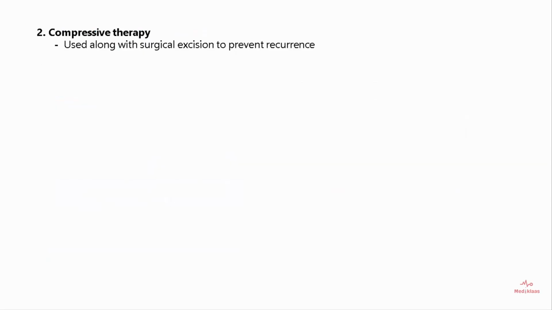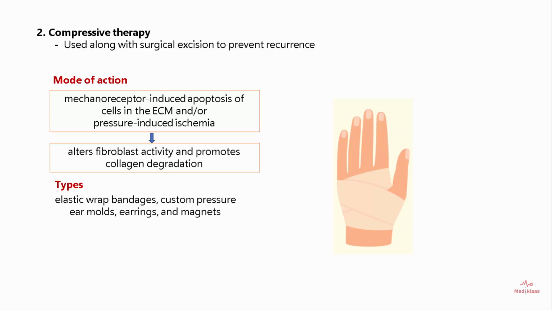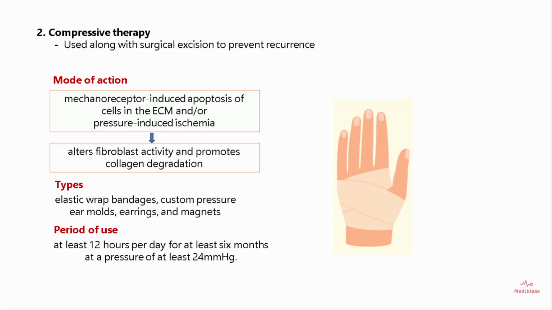Compressive therapy is used along with surgical excision to prevent recurrence of keloids. Mode of action: mechanoreceptor-induced apoptosis of the cells in the extracellular matrix or pressure-induced ischemia. This results in altered fibroblastic activity and promotes collagen degradation. The types are elastic wrap bandages, custom pressure ear molds, earrings, and magnets. It is used for at least 12 hours per day for 6 months at a pressure of at least 24 mm of Hg.